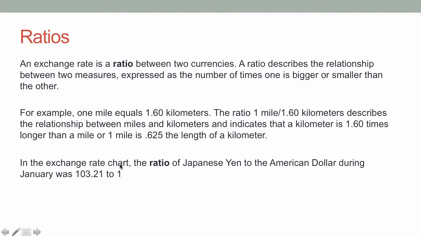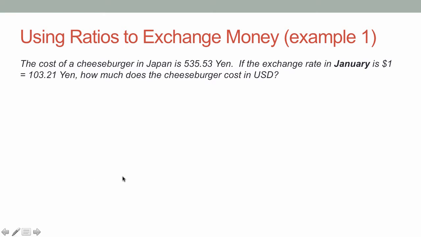In the exchange rate chart we looked at, the ratio of Japanese yen to the American dollar during January was 103.21 to 1. That means there's 103.21 yen to 1 US dollar. All right, here's our first problem. The cost of a cheeseburger in Japan is 535.53 yen. If the exchange rate in January is $1 to 103.21 yen, how much does the cheeseburger cost in US dollars? That's the question we're going to answer.